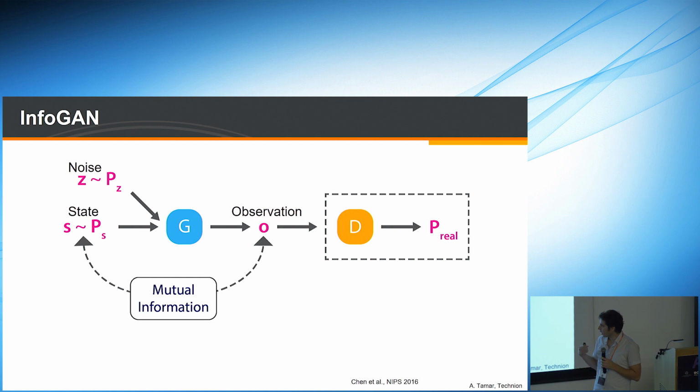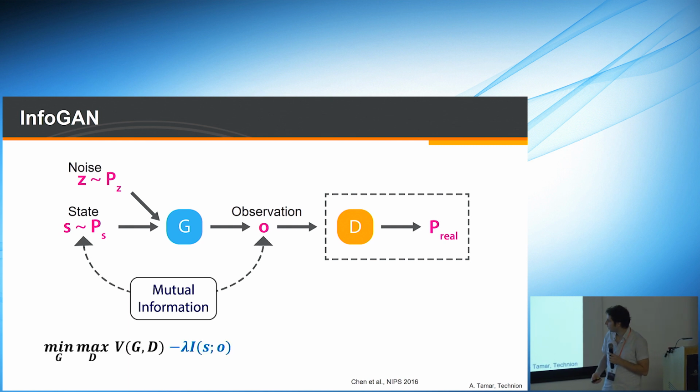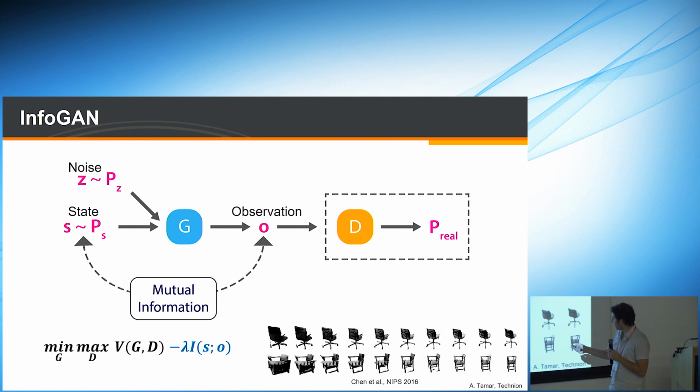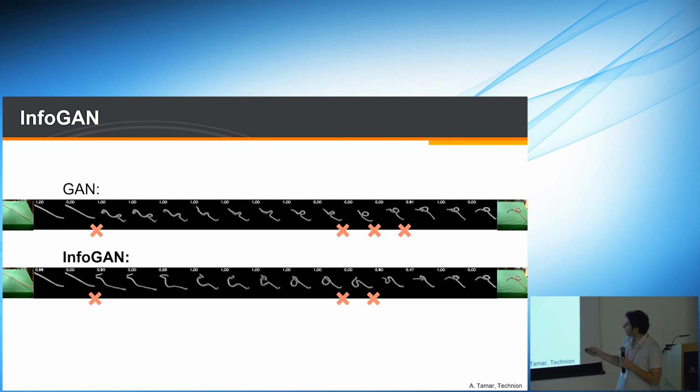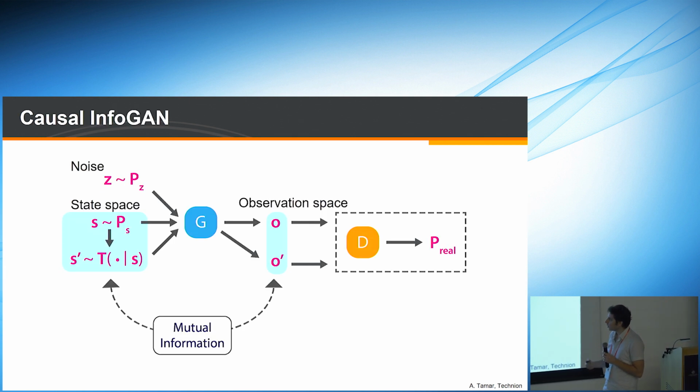Well, we thought maybe we can add more structure to the GAN, and there has been work on that. In particular, work called InfoGAN looks at the mutual information between the observation and the input to the GAN, and this has generated GANs that have particular states that control, for example, the shape of the objects or their orientation. We did that, and it still didn't work because, again, it doesn't care about the transitions, just about the structure. So we came up eventually with a model that we call Causal InfoGAN.